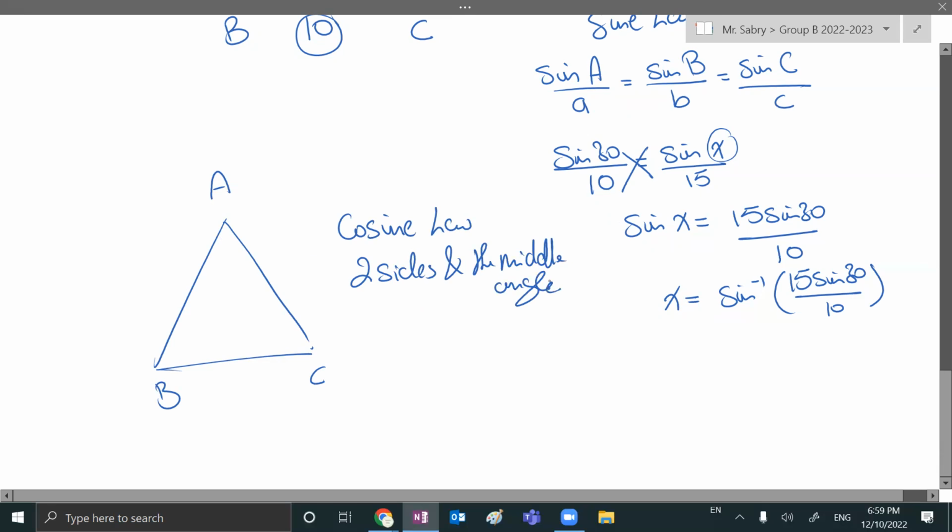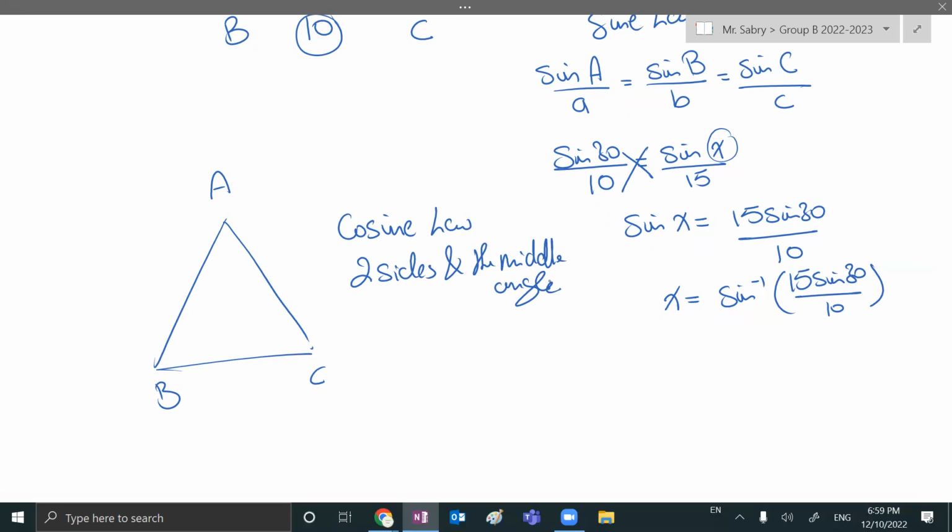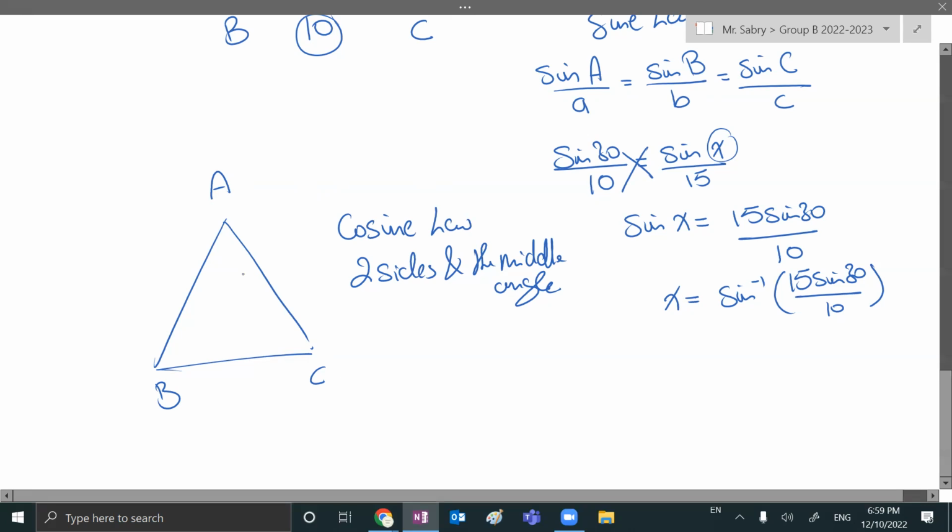So if you have the measures of two sides and the angle between them, that's when we can use the cosine law easily. Whenever we're trying to link two sides and the middle angle, I use the cosine law. For example, if you have this one is 10 and this one is 15, and this angle, for example, is 30, I want to know this side. I do have two sides and a middle angle, so I can use the cosine law.